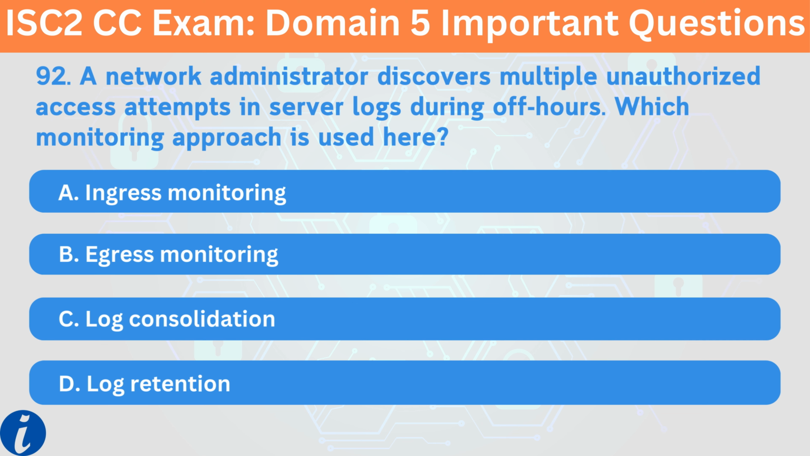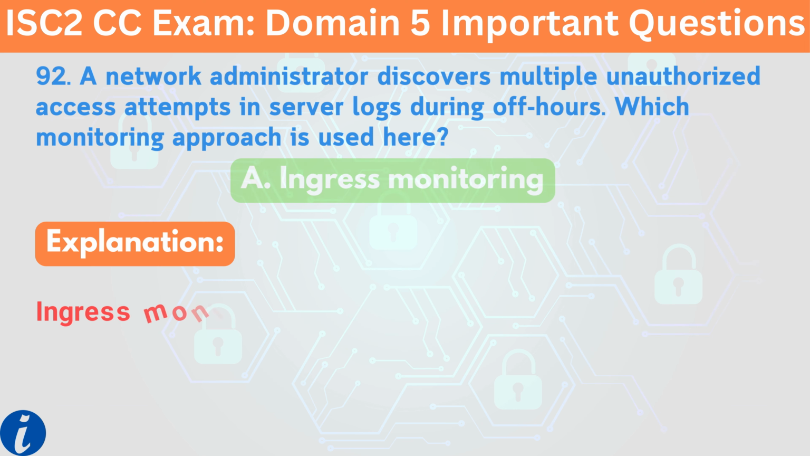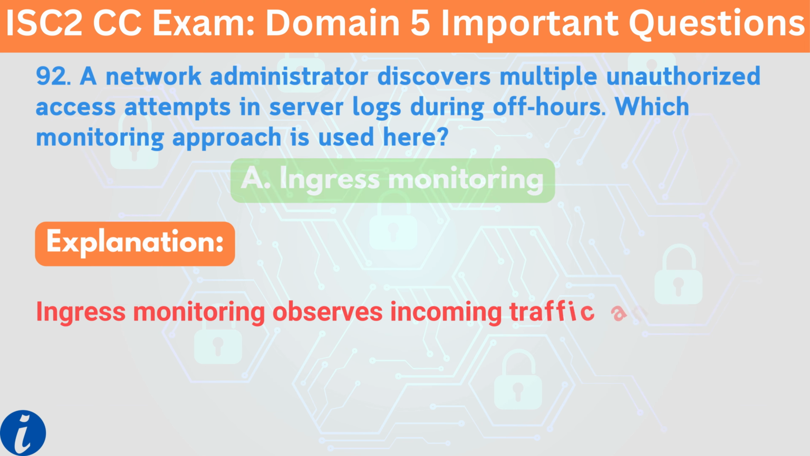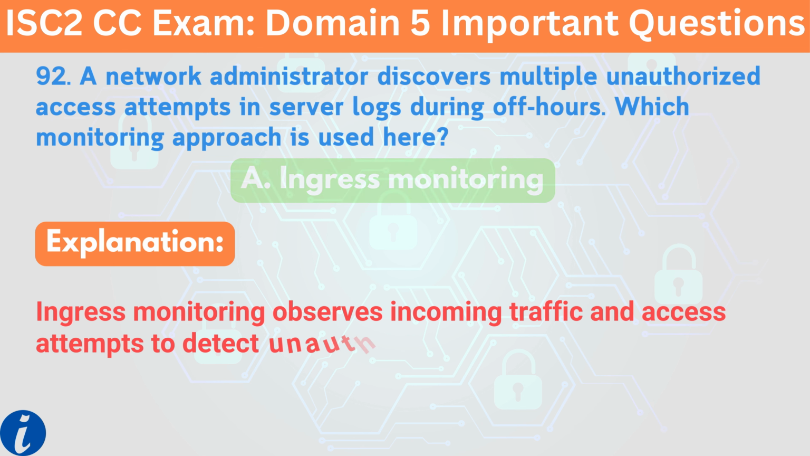92. A network administrator discovers multiple unauthorized access attempts in server logs during off hours. Which monitoring approach is used here? A. Ingress monitoring. B. Egress monitoring. C. Log consolidation. D. Log retention. The correct answer is A. Ingress monitoring. Explanation. Ingress monitoring observes incoming traffic and access attempts to detect unauthorized access.